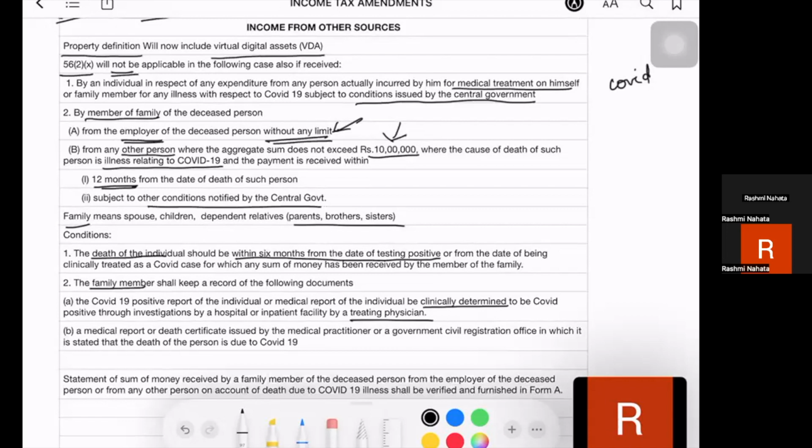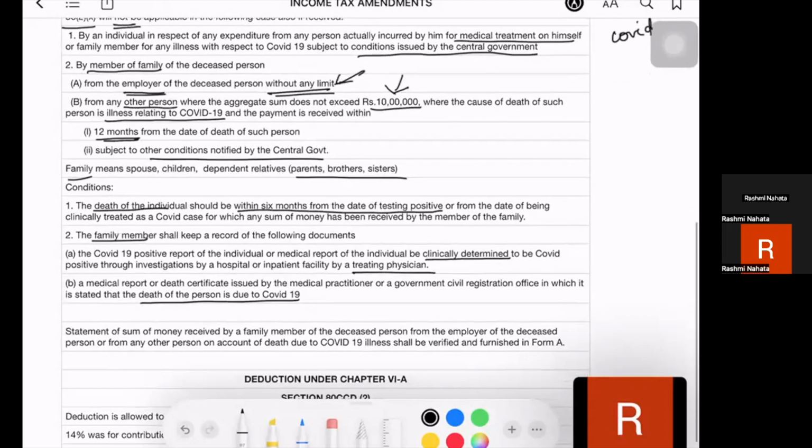Also, the medical report or the death certificate should specify that the death is because of coronavirus or COVID-19. Whatever money is received, the family member shall also fill it and get it verified in Form A. So this is one amendment which has come because of COVID-19.